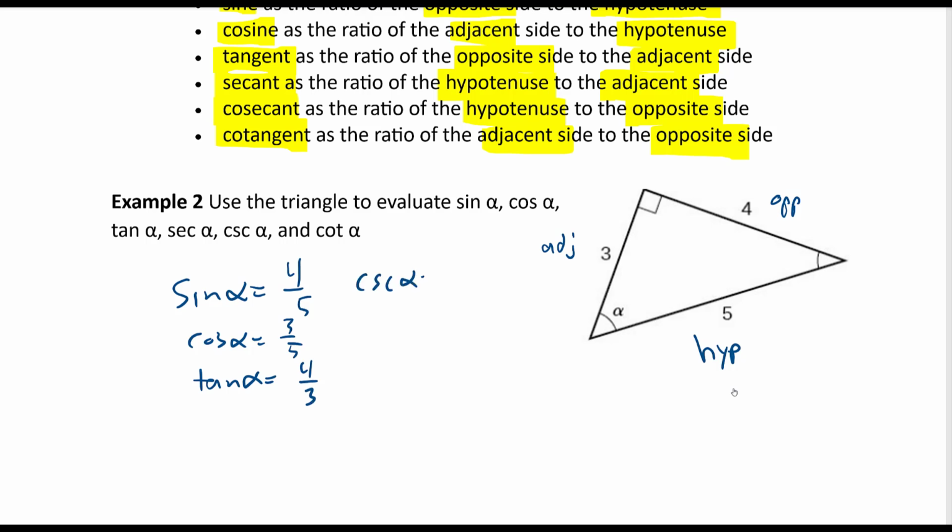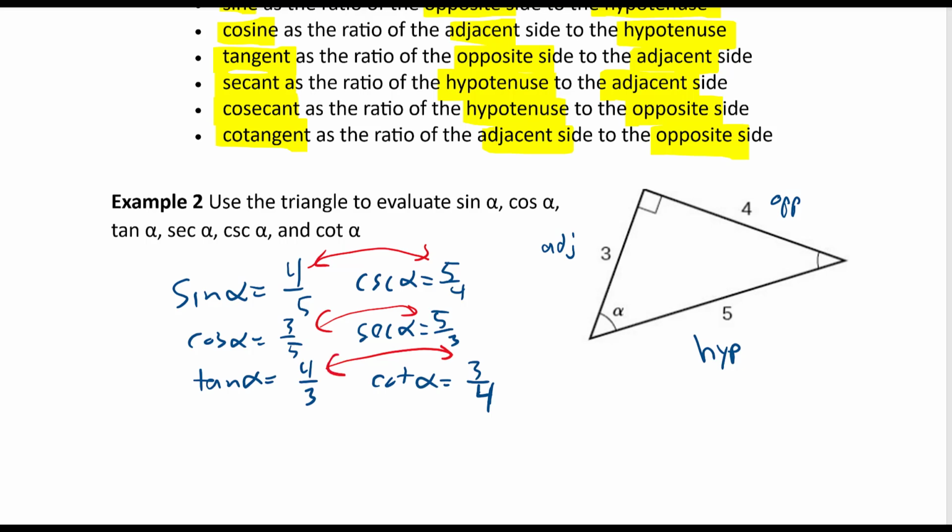Cosecant of alpha is going to be hypotenuse over opposite, so 5 over 4. Secant of alpha is going to be hypotenuse over adjacent, so 5 over 3. And cotangent of alpha is going to be adjacent over opposite, so that's going to be 3 over 4. And I just wanted to line it up like this to show you how these are reciprocals of each other. So I didn't have to go back and see it. I mean, it wasn't like it was that much work, but just to show you that.